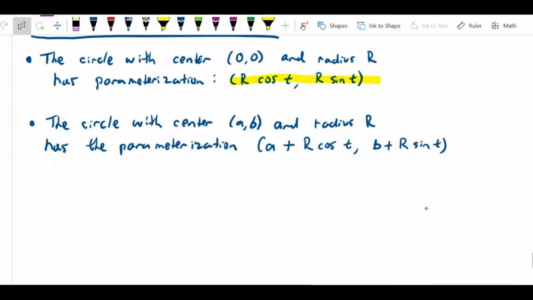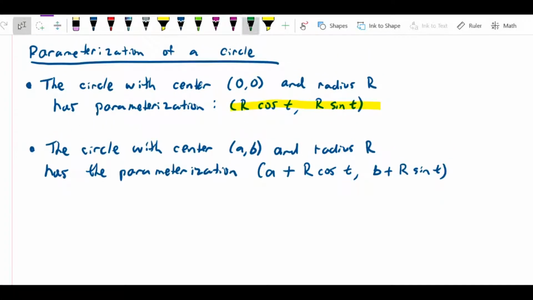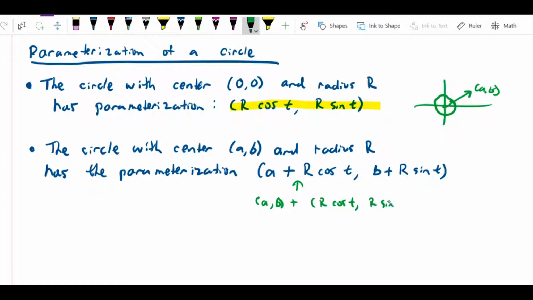In a sense, you can think of it as though I'm taking a circle with center 0, 0, like that, and I'm simply moving it to some arbitrary point a, b. That makes sense because I'm simply adding the point a, b to the parameterization of the circle. You can think of this expression as a, comma, b plus r cosine t, r sine t, using that arithmetic of points that I gave you earlier. Essentially, you're just translating the circle to a different point, a, b, in the plane.